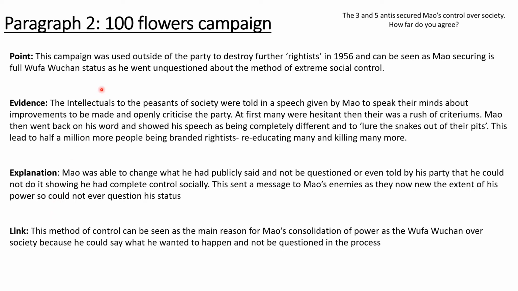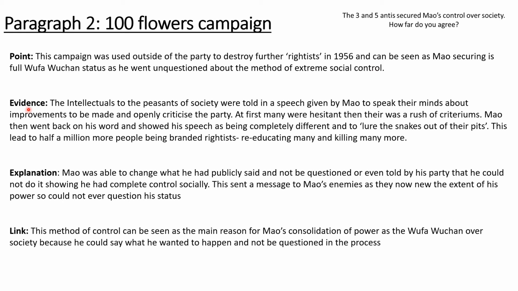Now looking at the second paragraph, we're now going on to look at the 100 Flowers campaign. So we've got that question in the top right hand corner. So we've got the point, evidence, explanation and link for a second time. So looking firstly at the point, this campaign was used outside of the party to destroy further rightists in 1956, so now after the 3 and 5 Antis campaigns. It could be seen as Mao securing his full Wu for Wu Chan status as he went unquestioned about the methods of extreme social control.